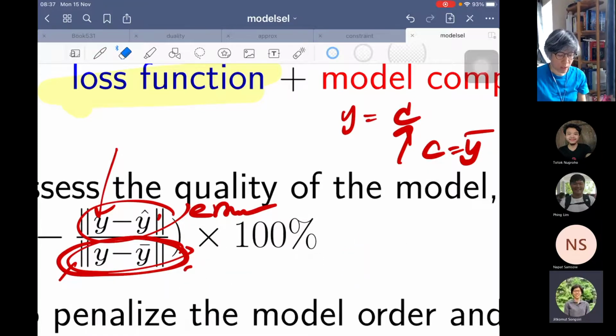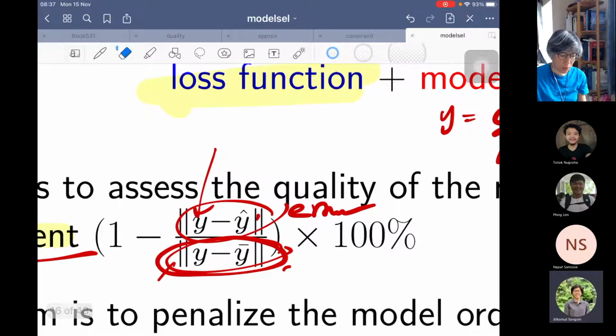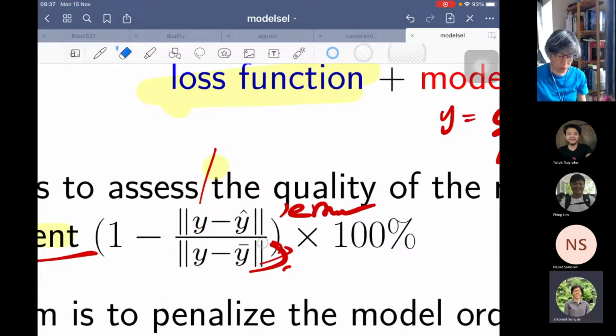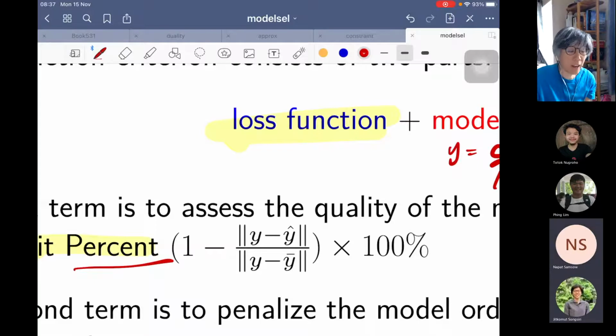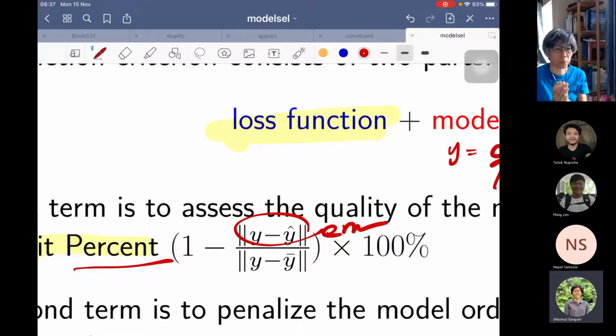Okay, from this fit percent, can you explain from this ratio, from this formula? So the fit percent, the higher the better, or the lower the better? The higher the better, because this is the error. You want the error to be less, right? But it's subtracted from 1. Okay, can it be negative?